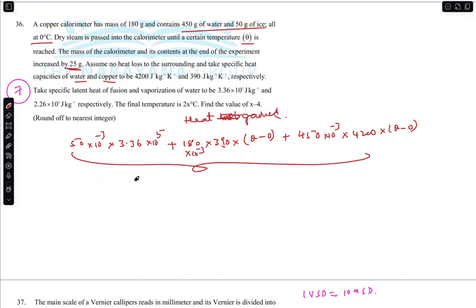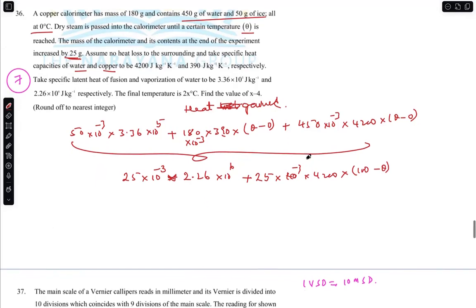Now we'll check with heat lost. Heat lost, you said 25 grams extra, into the latent heat of vaporization, which is 2.26 into 10 power 6, plus 25 into 10 power minus 3 into 4200 into 100 minus theta. Except theta, the rest of the data you know, so just solve it, you will get the answer.